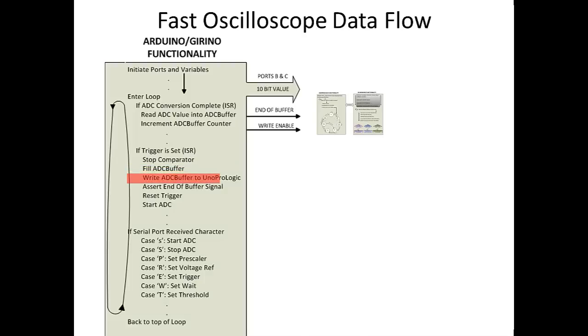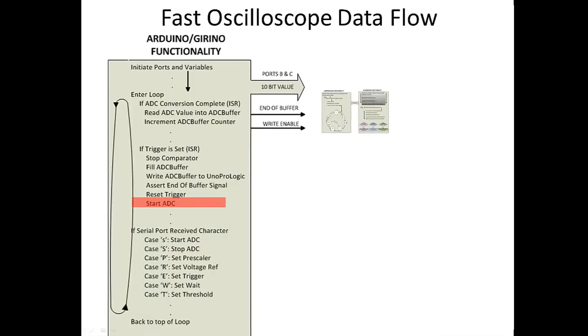When the ADC buffer has completed transmission, the Arduino code asserts the end of buffer signal. This signal is used to create the trigger 2 in the active trigger end term inside of the Uno Pro Logic. After that, reset the trigger variables and restart the ADC and continue on with the loop function. During each cycle of the loop function, the serial port is checked to see if a new command has arrived at the C# application. If a new command has arrived, the Arduino code will break and perform the selected command.